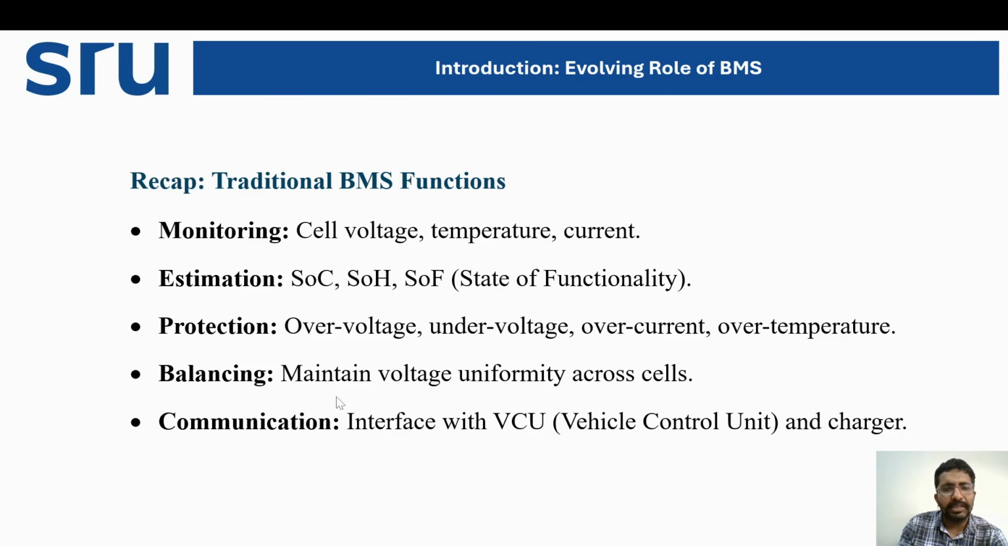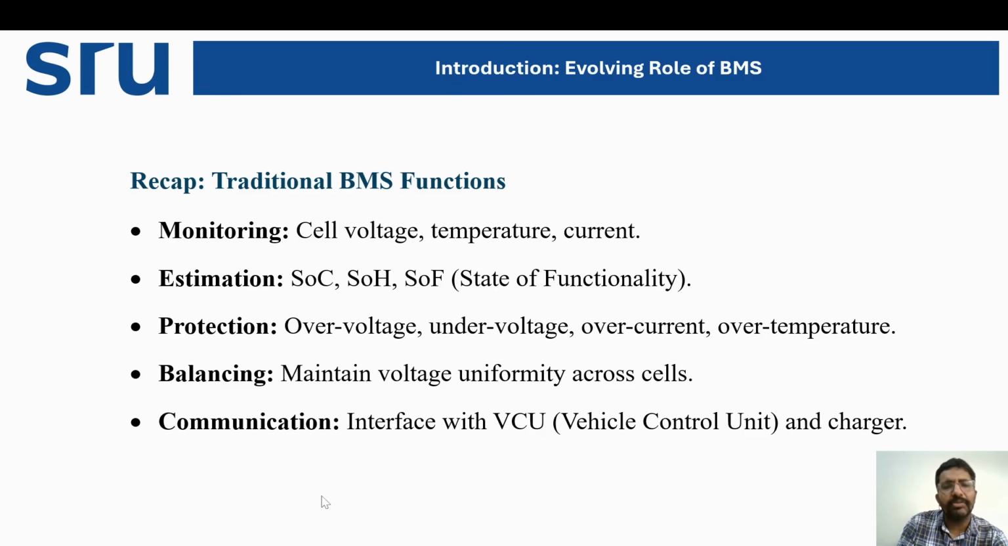Then balancing, maintaining the voltage uniformity across the cells. Like we have seen in cell balancing, how the state of charge can be transferred from the fully charged battery to a half charged or partially charged battery. That way we will be able to maintain a uniform state of charge as well as uniform voltages. Then active balancing, passive balancing, those things we have already discussed.